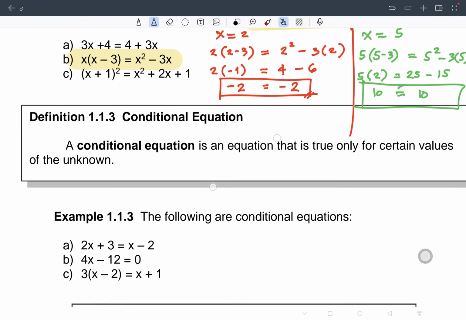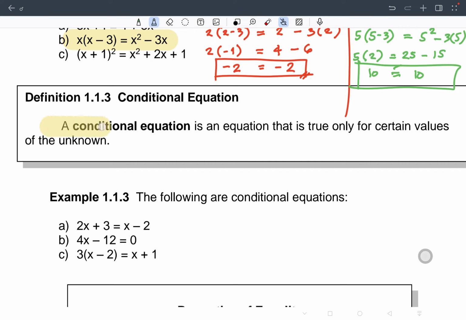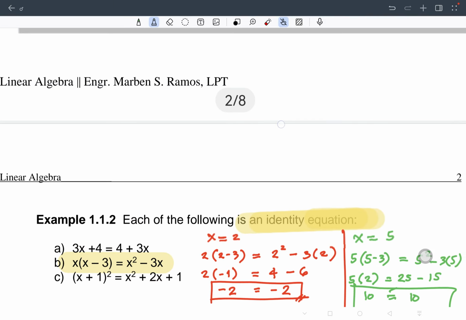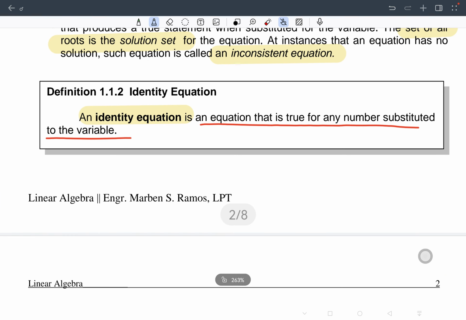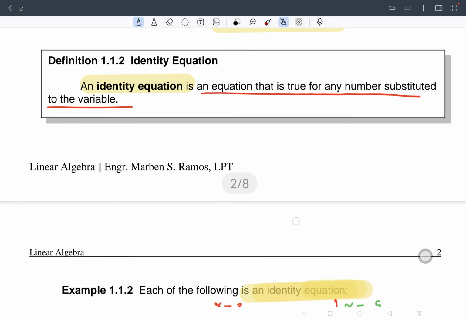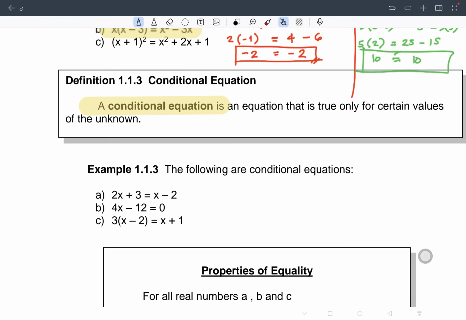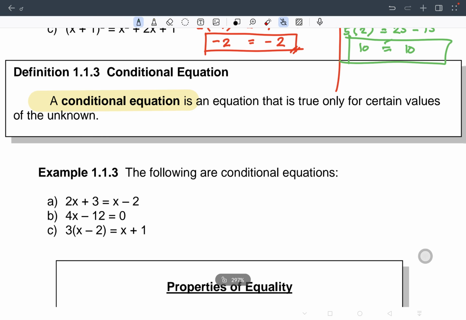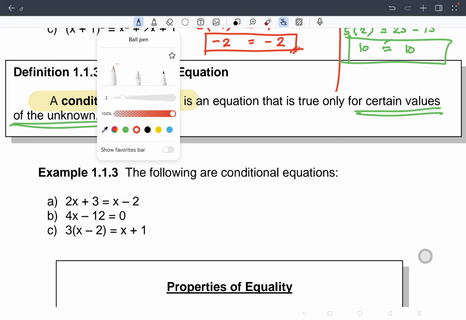Okay? So, let us move forward. The second type of equation is a conditional equation. Ano naman itong conditional equation? A conditional equation is an equation that is true only for certain values of the unknown. Kung si identity equation, kahit ano ang substitute mo ay nag-i-equal yung left and right side of the equation, the left and right member. Sa conditional equation daw, meron lang certain values. There are only certain values na mag-i-equal doon sa unknown na yon. Okay, subukan natin.